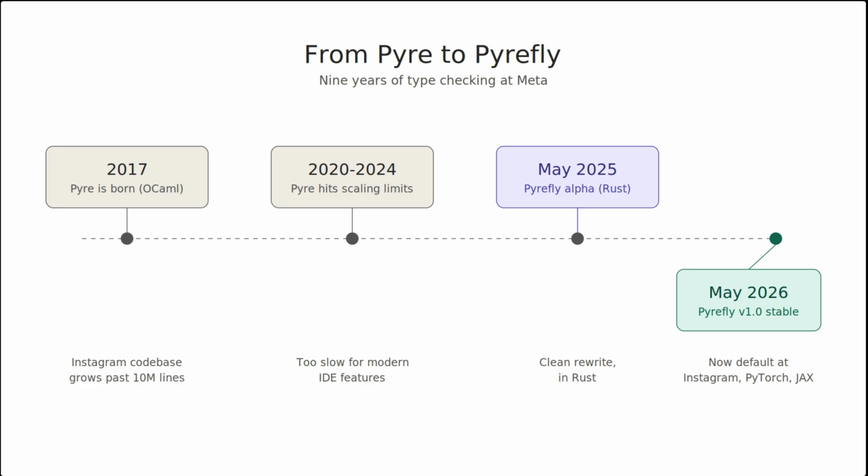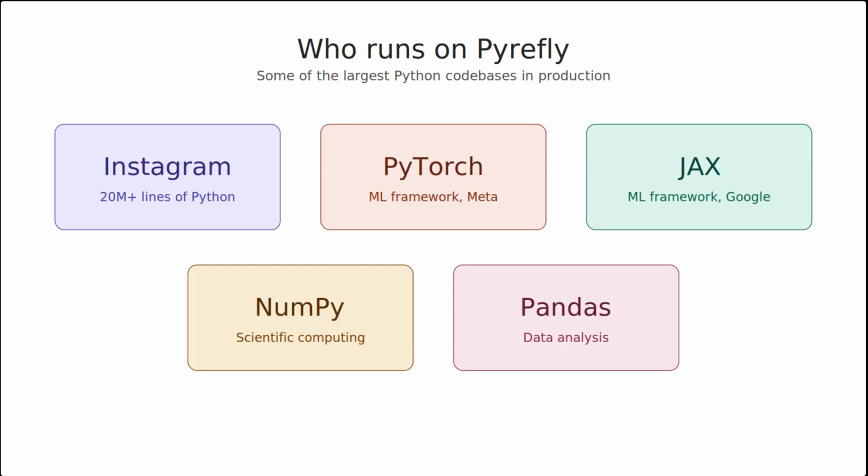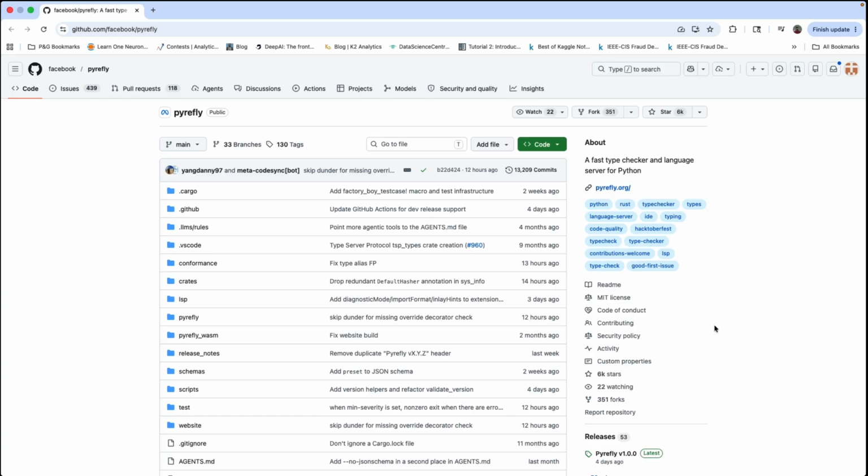So in 2025, Meta started over. They rewrote everything in Rust. They called it Pyrefly. And in 2026, recently, 2 days back, they hit the stable version 1.0 and released it. It's now the default type checker for Instagram. PyTorch uses it, JAX uses it, NumPy and Pandas are on board, and this isn't a side project. It's production infrastructure for some of the biggest Python code bases on earth.